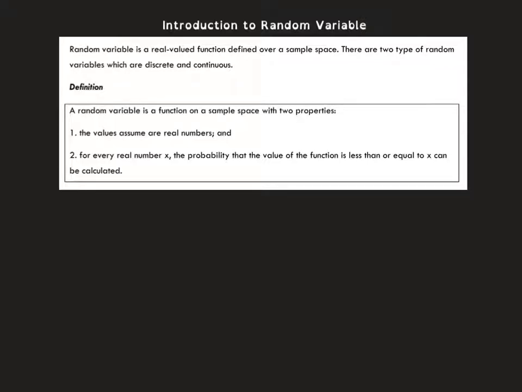Hi everyone. Okay, today we are going to learn about the introduction to random variable. So random variable is a real valued function defined over a sample space. There are two types of random variable, discrete and continuous.